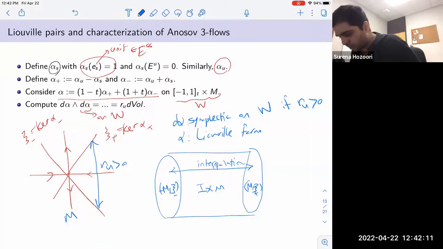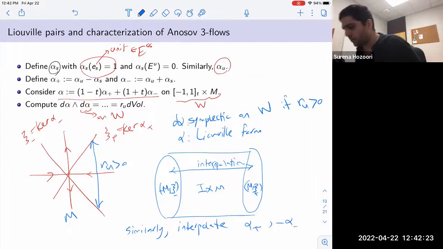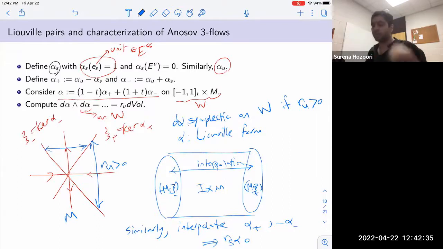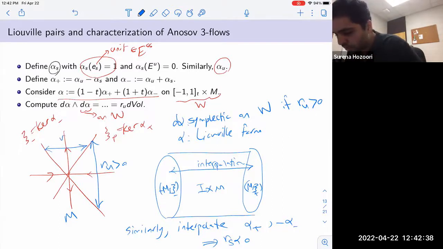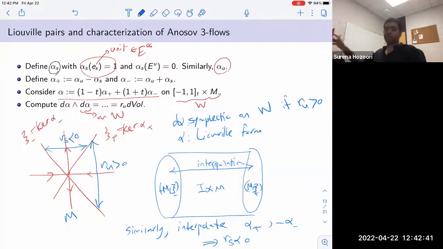Okay. And similarly, just interpolate alpha plus and, let's say, minus alpha minus, and that would again be symplectic if RS is negative. So the other interpolation would be through the other plane field, and as you pass through that other plane field, the symplectic condition translates to having RS negative. Again, if you remember the previous slide, having these two conditions is equivalent to having an Anosov flow. Okay.